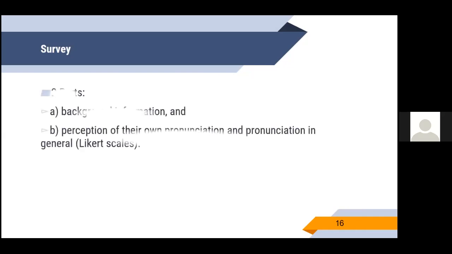Together with this intonation test, I gave the participants a survey to answer. The purpose of this survey was only to gather information about their opinion about English teaching regarding some points. And the survey consisted of 2 parts. The first part aimed to collect background information, and the second part included a series of Likert scales in order to gather information about their perception of their own pronunciation and pronunciation in general.